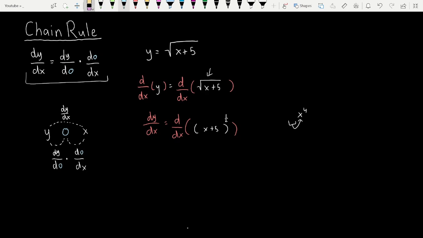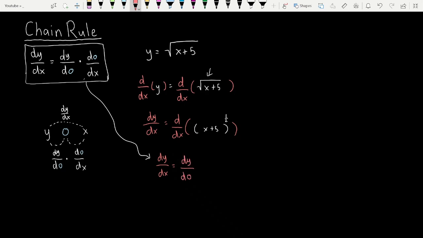But one thing I can do over here is use the chain rule. What the chain rule says is it basically gives me this idea that I can relate these three quantities. So if I want dy by dx, I can take two different differentiations. One of them could be dy with respect to a circle, and then another one could be a circle with respect to dx.